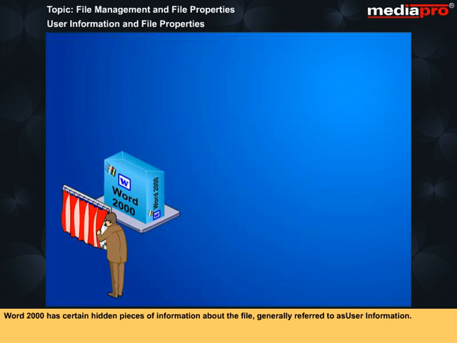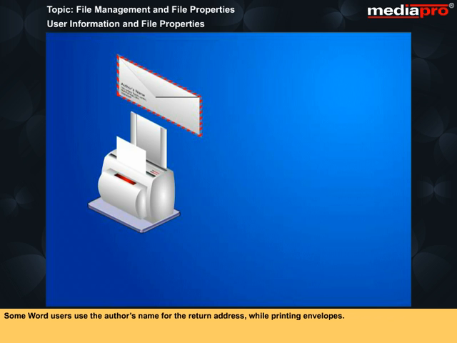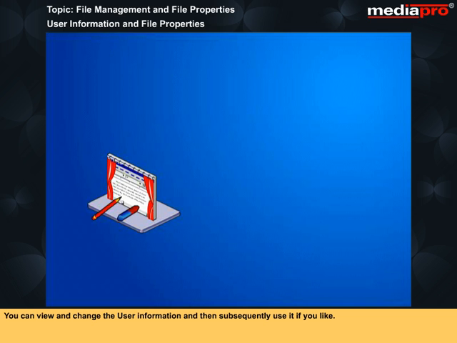Word 2000 has certain hidden pieces of information about the file, generally referred to as user information. Some Word users use the author's name for the return address while printing envelopes. You can view and change the user information and then subsequently use it if you like.